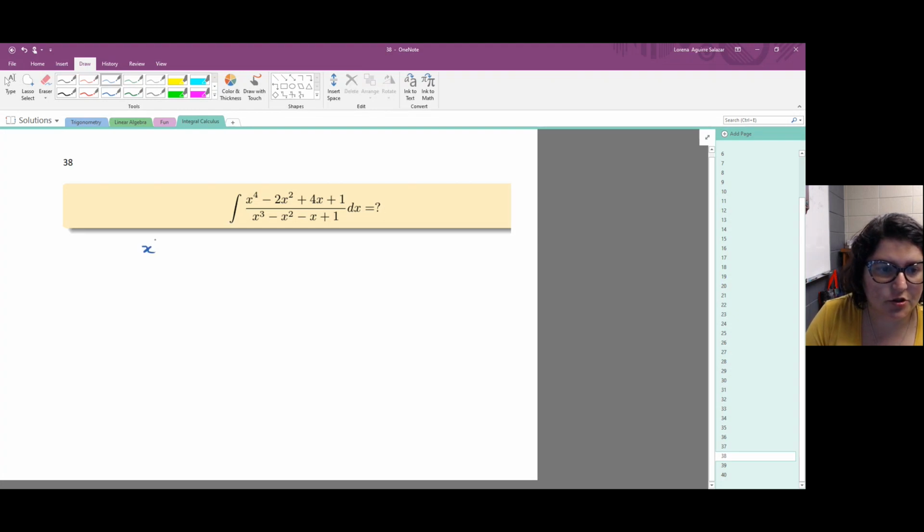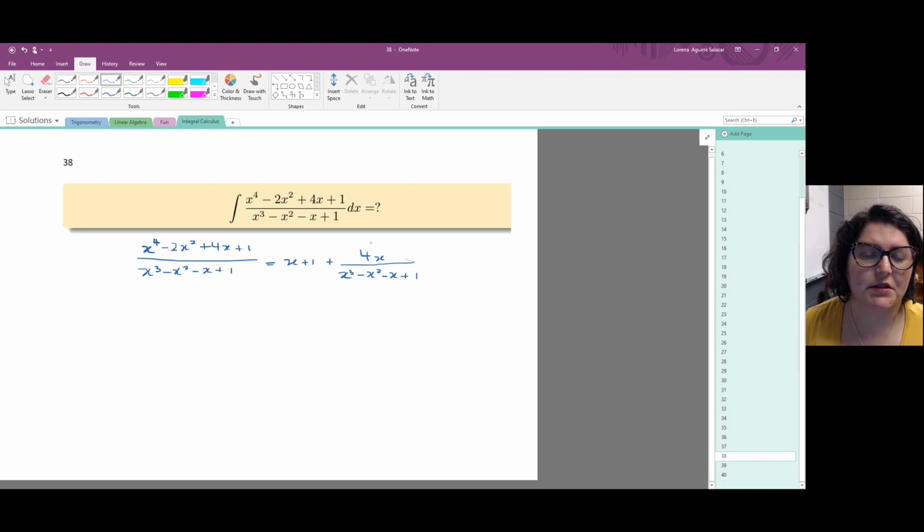So when we perform long division, we have that x to the 4 minus 2x squared plus 4x plus 1 divided by x cubed minus x squared minus x plus 1 is equal to x plus 1 plus 4x divided by the cubic polynomial, x cubed minus x squared minus x plus 1, meaning that when we perform long division, the residue is 4x. Then the integral of the function we're working with is the integral of x plus 1 plus the integral of 4x over the cubic polynomial.